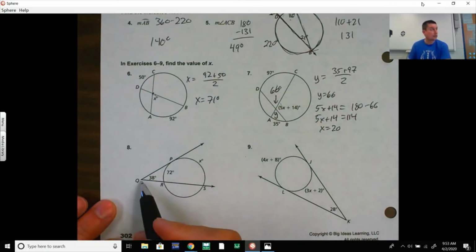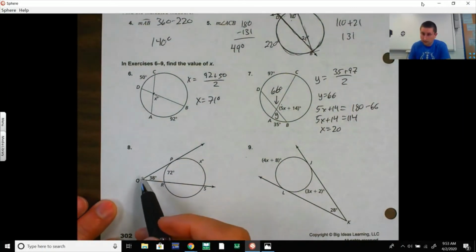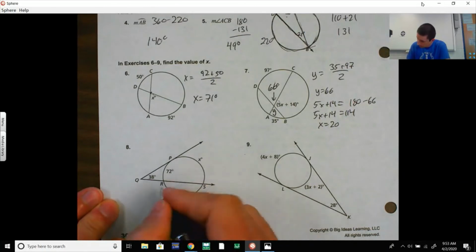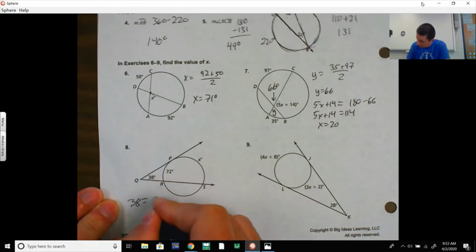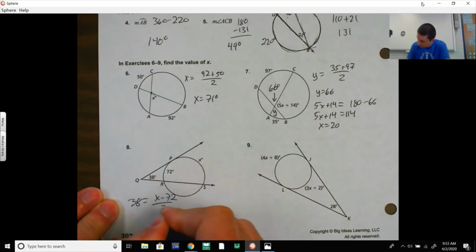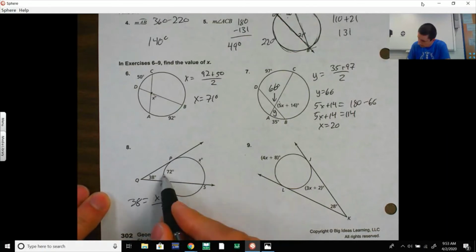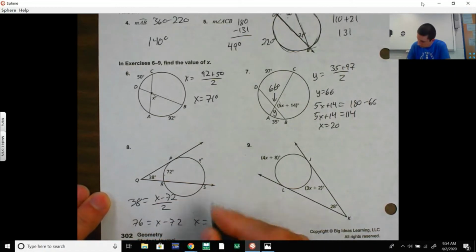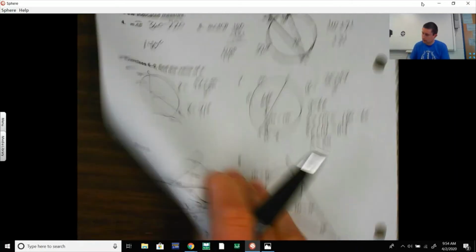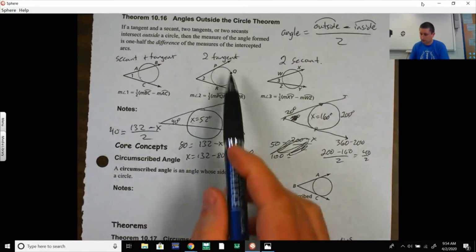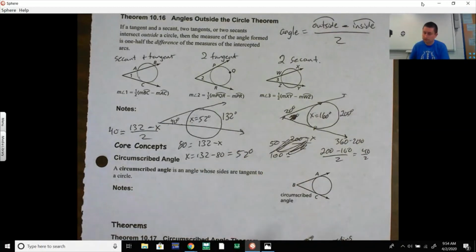Number 8, this is outside. Outside, so I know that 38 has to equal x minus 72 divided by 2. So multiply the 2 over, you get 76 equals x minus 72. So x equals 148. Add that over. That is using these theorems here: outside arc minus inside arc divided by 2.